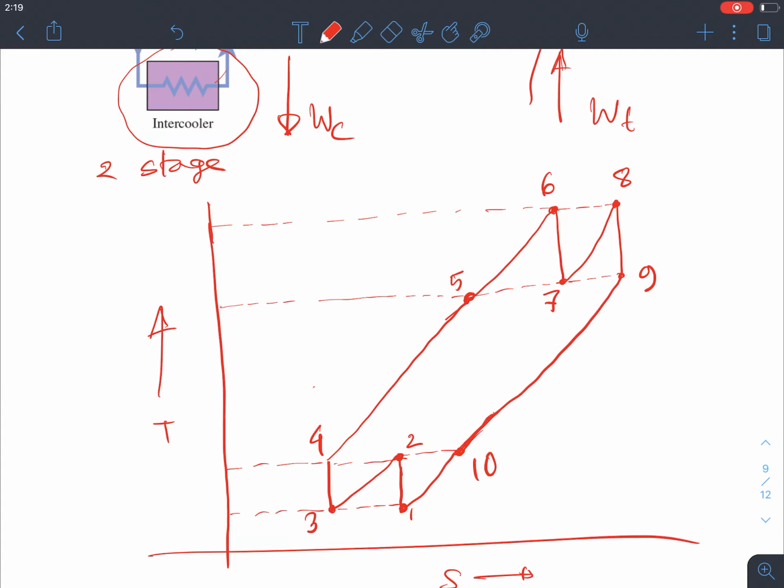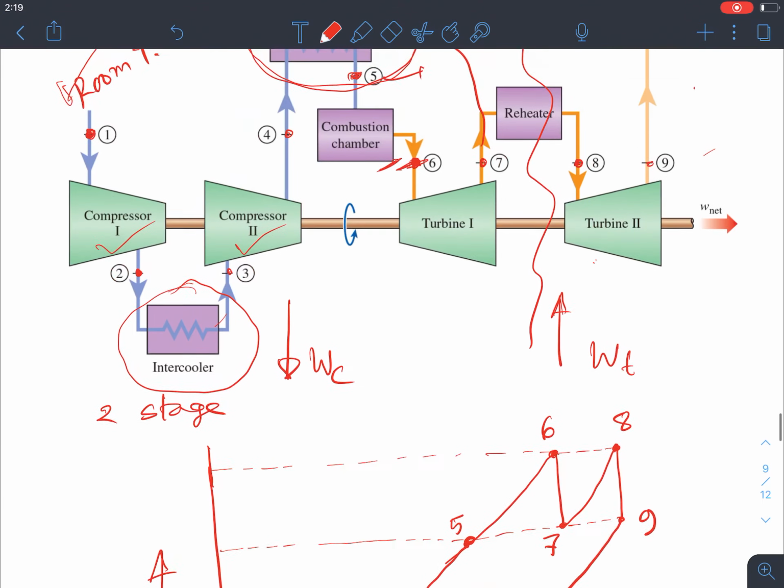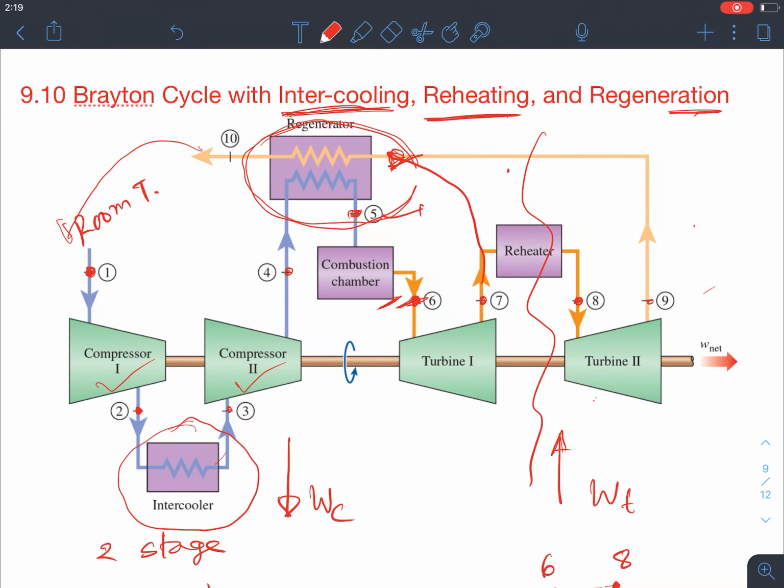We can see it here that T6 and T8 are the same, T7, T5 and T9 are the same, T4, T2 and T10 are the same, and T3 and T1 are the same. So that's all about the Brayton cycle, the modified Brayton cycle.